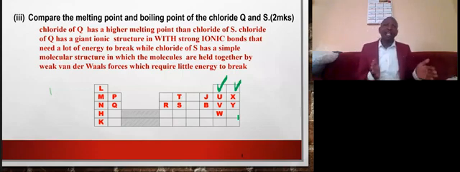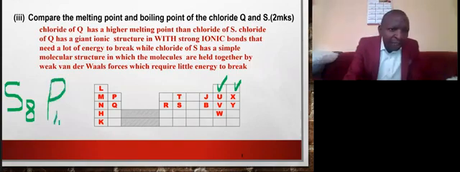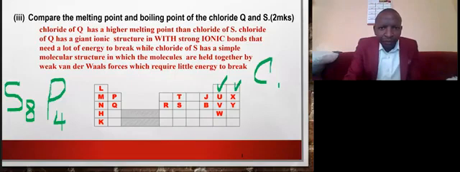So comparing them, we can write it out. That is the molecule of sulfur, 8 atoms. This is the molecule of phosphorus, 4 atoms. This is the molecule of chlorine. And this is the molecule of argon.